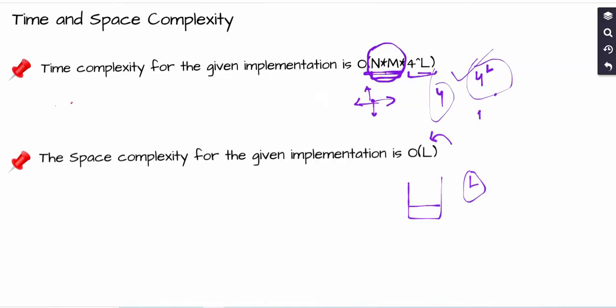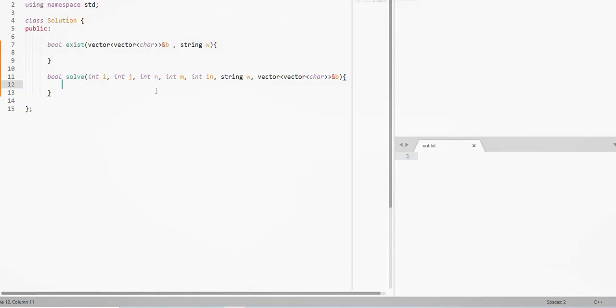So let's jump into the implementation part. So this is my solution class where we have our exists function which checks if the given word W exists in the board P, then it returns true, otherwise it returns false. And this is my solve function which takes in the coordinates of the current cell which we have recently visited, the dimensions of the board, and the index of the character in this string W or word which you want to search in the board.